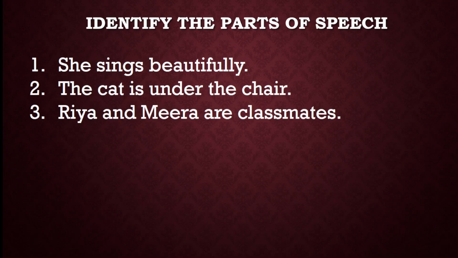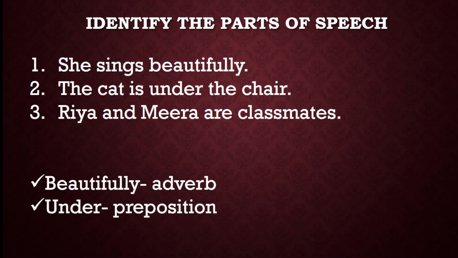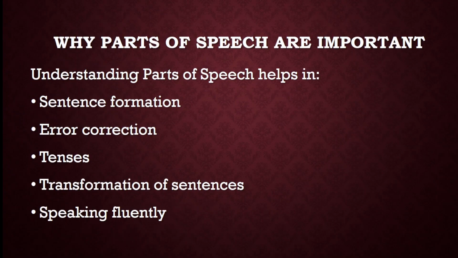So we have three sentences here. She sings beautifully. The cat is under the chair. Ria and Mira are classmates. So let me ask you a few questions. In the first sentence, beautifully, can you identify the parts of speech? And second sentence, under, which parts of speech it is? In the third sentence, and, which is the part of speech? Here I have given the answer. Beautifully is an adverb, under is a preposition, and is a conjunction.